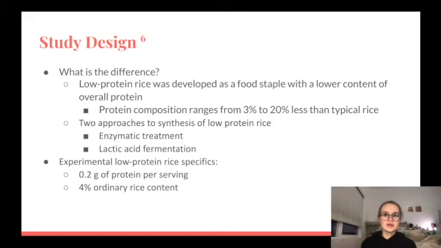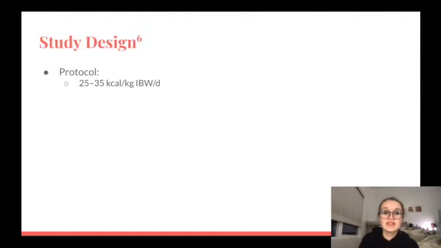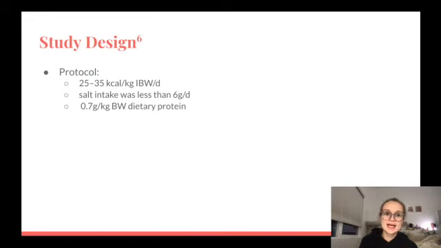And then the experimental low protein rice specifics used within this study were every serving had 0.2 grams of protein, so each individual was given 1 serving per day, and this is right around 4% of what ordinary rice can do. For the study itself, all of the participants were given a very strict protocol. This included 25 to 35 kilocalories per kilogram of ideal body weight. And their salt intake was to be less than 6 grams per day. And then their dietary protein was to be right around 0.7 grams per kilogram of ideal body weight.